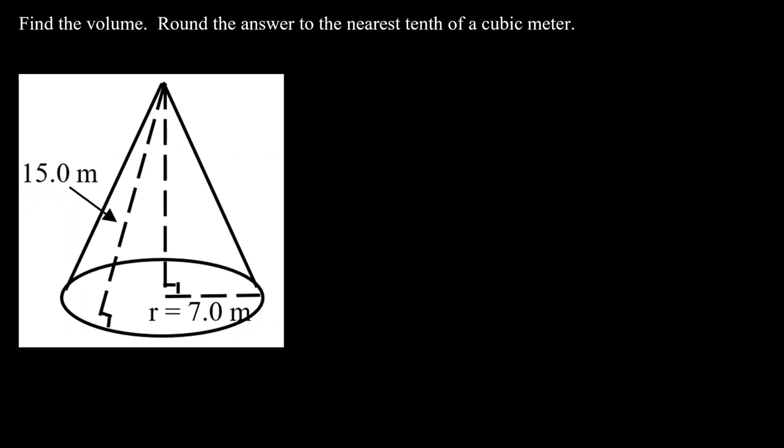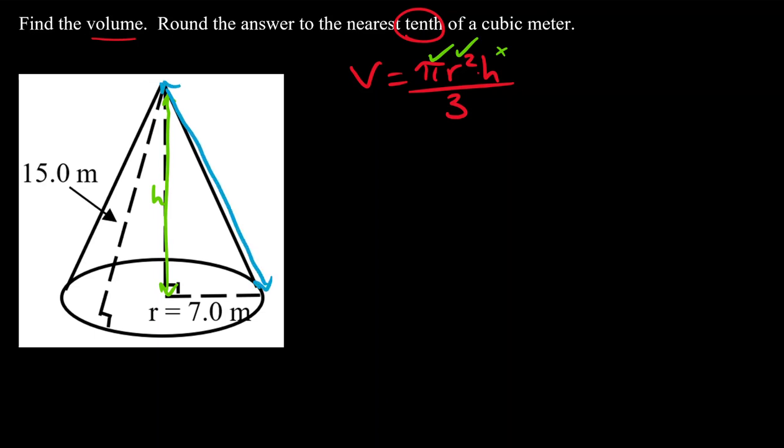And our last example for this video, we've got a cone here. It says find the volume, round to the nearest tenth of a cubic meter. So the volume of a cone is pi r squared h divided by 3. We know what pi is, we know what the radius is, but we do not know what the height is in this example. The 15 meters isn't referring to the height. Height's over here, it's this distance. We're not given the height, we're given the slant height. From here to here is 15.0 meters.